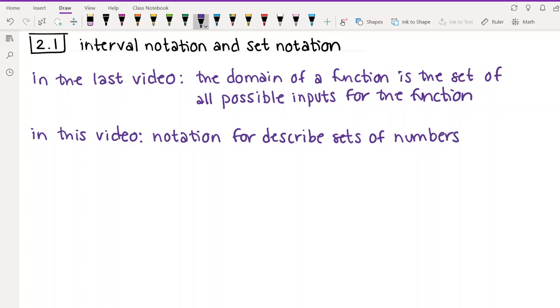The stuff that we're going to be talking about in this video is technically supposed to be things that you learn in the previous math class before this, but I found that a lot of students either never learned it or are a little rusty on it. So I just want to make a video to basically review this notation.